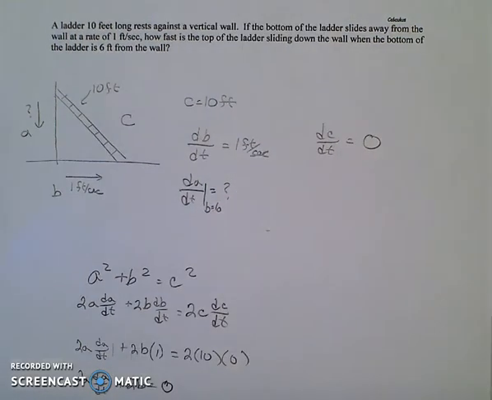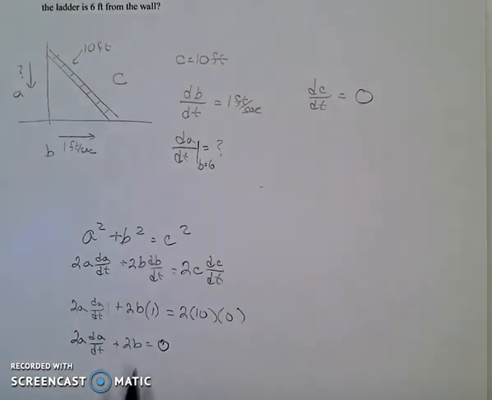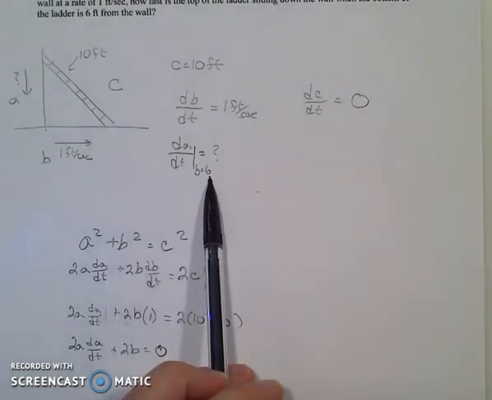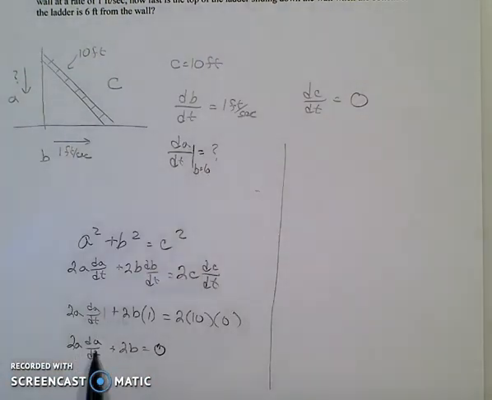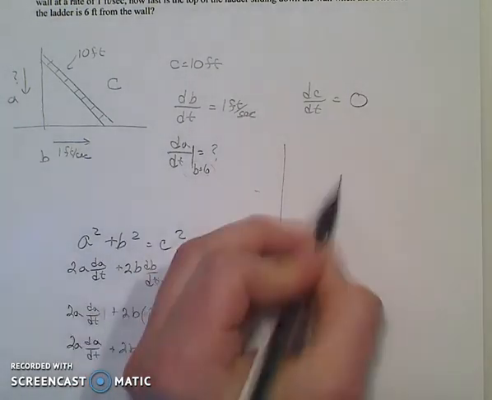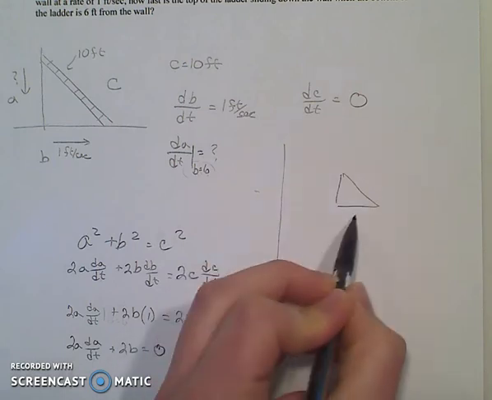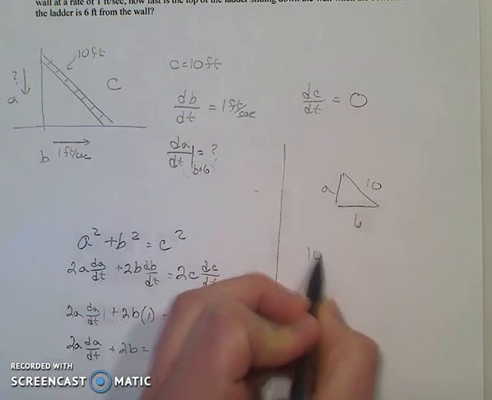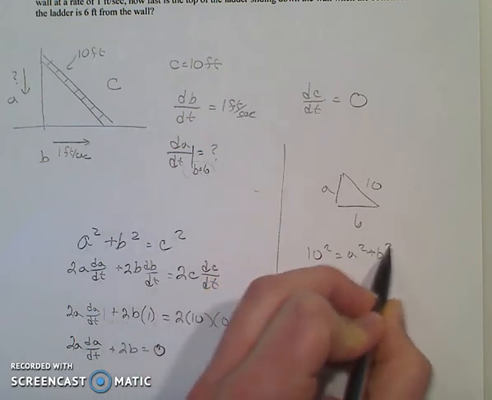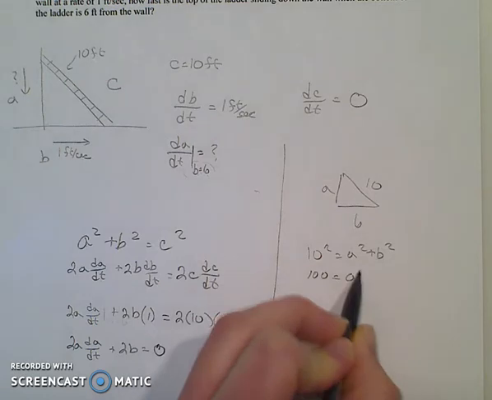Well, that's nice, because now we only have 3 things that we're trying to find. Again, what are we doing? We're trying to find this when b is 6. So over to the side, now that we have dA/dt in the equation, we can find what a is when b is 6. Well, we have this triangle, and we want to know when this is 6, this is 10, what is a? Well, we can use the Pythagorean theorem. 10 squared equals a squared plus 6 squared, and we know that's 100 equals a squared plus 36.